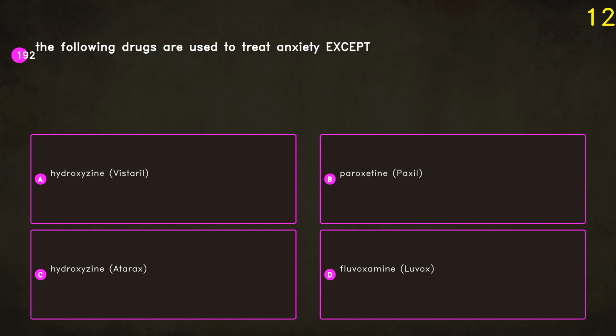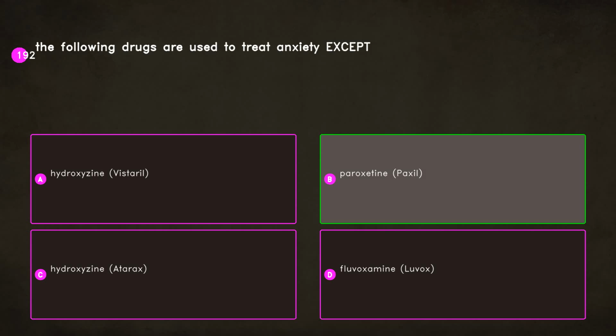Question 192. The following drugs are used to treat anxiety except A. Hydroxyzine, Vistaril, B. Paroxetine, Paxil, C. Hydroxyzine, Atarax, D. Fluvoxamine, Luvox. The correct answer is paroxetine.